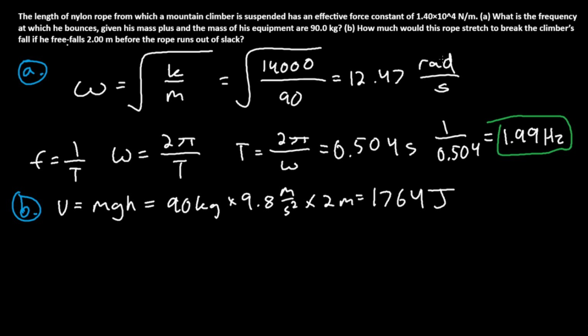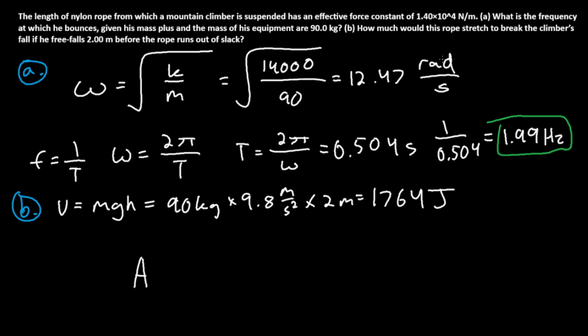So this person after he falls has 1764 joules and no more potential energy left, if the point in which the rope is fully stretched is your y equals 0 point. So now that he has 1764 joules, what do you do with this? Well, this is the total amount of energy in the system. So we need to find the stretching of the rope. Well, the stretching of the rope is your amplitude in simple harmonic motion. It's your amplitude.